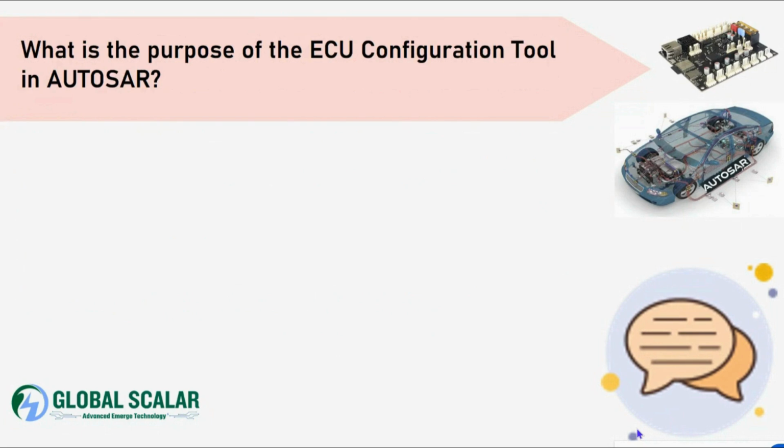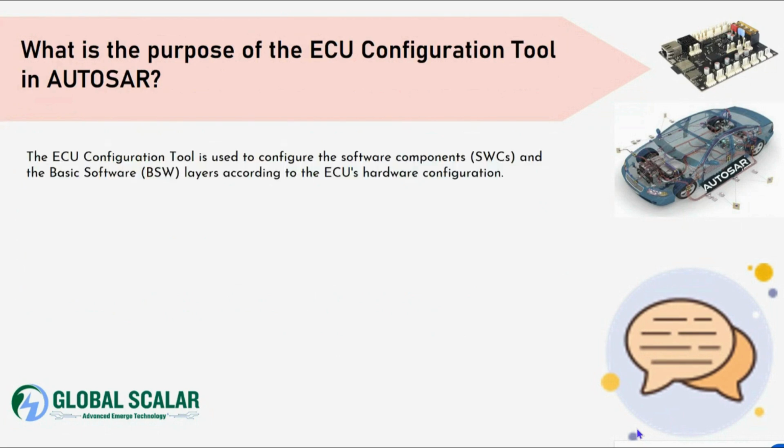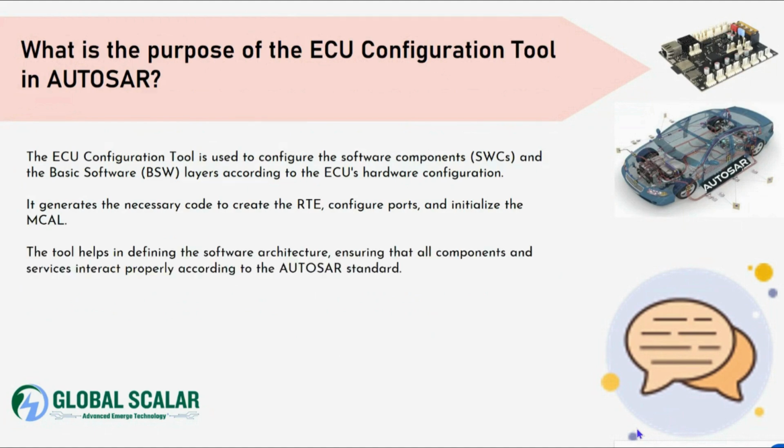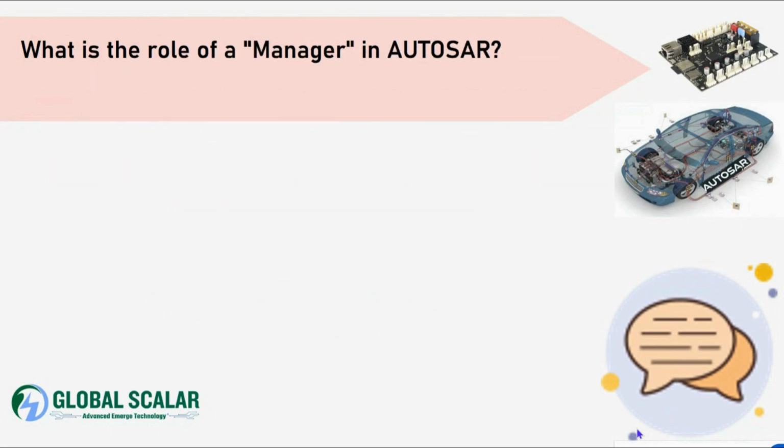What is the purpose of the ECU configuration tool in AUTOSAR? The ECU configuration tool is used to configure the software components and the base software layer according to the ECU hardware configuration. It generates the necessary code to create the RTE, configure the ports, and initialize the MCAL. The tool helps in defining the software architecture, ensuring that all components and services interact properly according to the AUTOSAR standard.